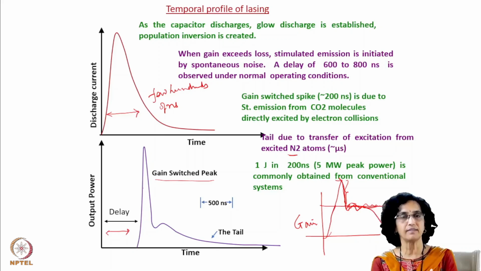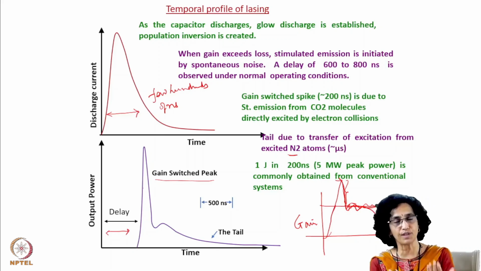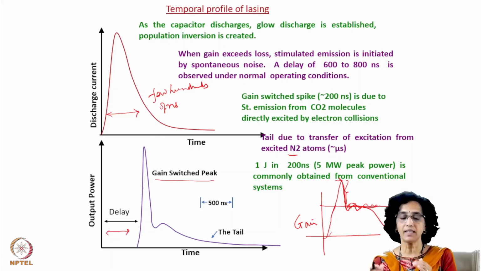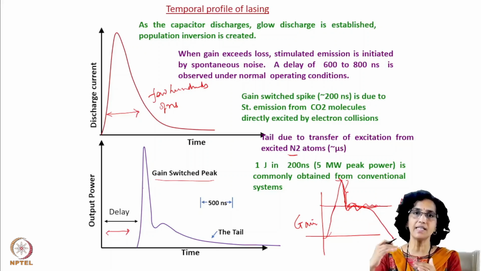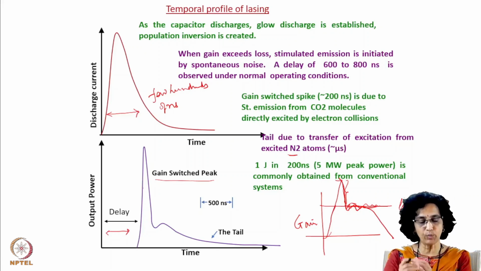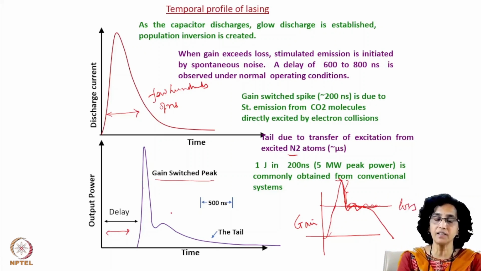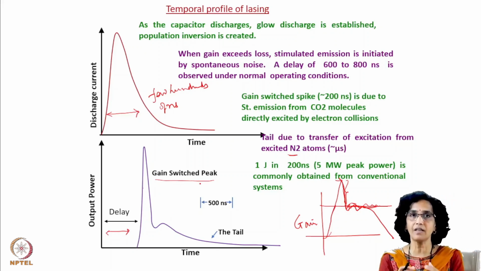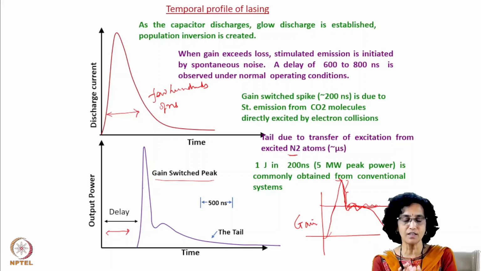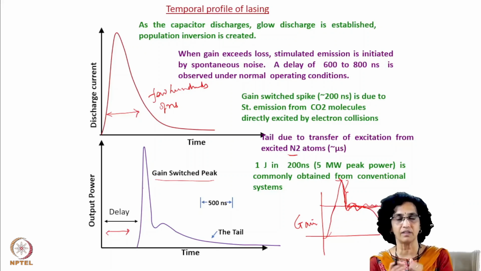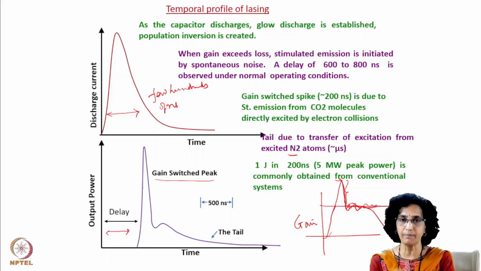So even when the direct excitation of CO2 is long over, the gain in nitrogen remains and it continuously is fed to CO2. And this is seen as the output power, which comes even after the gain switched peak. So this gain switched peak we can consider as generally constituting the population inversion, which is directly given to CO2 molecules in the excitation during the current pulse.